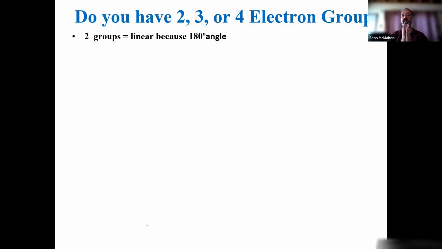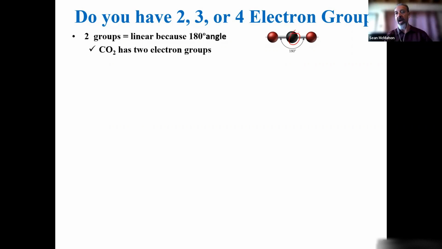So let's think of it as, what if I have 2 groups? If I have 2 things that I want as far apart as possible, what would I do? 180 degrees, right? I want this over here and this over here. So that is an example of CO2. Carbon, the central atom, is bound to 2 other atoms. So the central atom has 2 groups, 2 oxygen atoms. I want the 2 oxygen atoms as far away as possible. I put them away like this. 180 degrees is the angle.